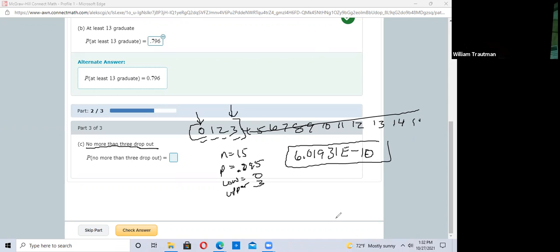I wish I could be at your house right now and see how many of you are actually using your calculator. So this is in scientific notation. This means 6.01931 times 10 to the negative 10.